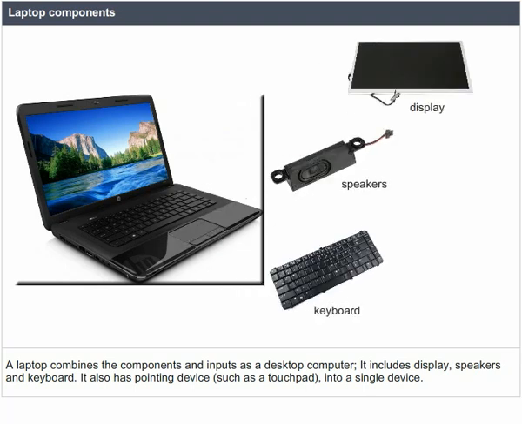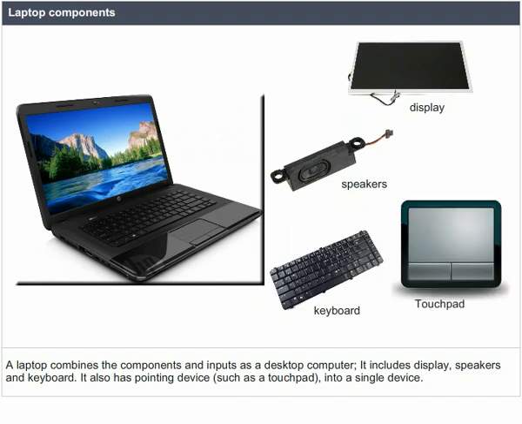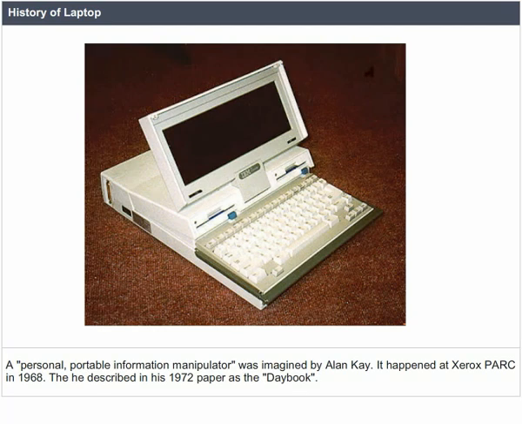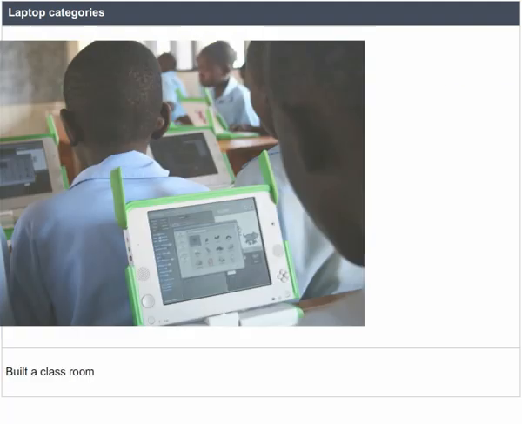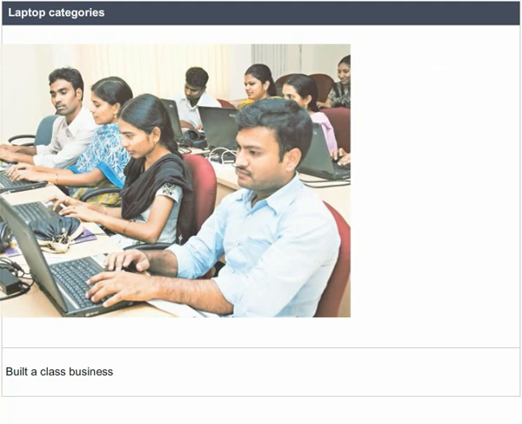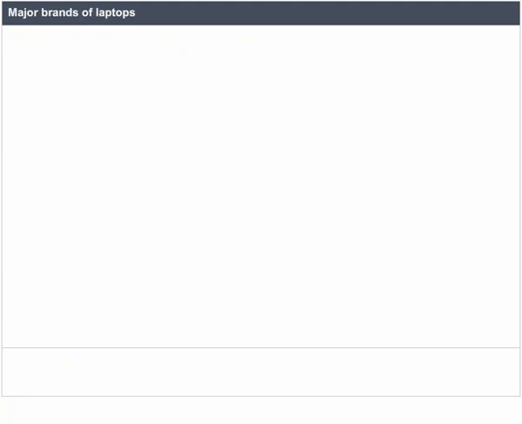History of laptop. A personal portable information manipulator was imagined by Alan Kay. It happened at Xerox PARC in 1968. Then he described it in his 1972 paper as the Dynabook. Laptop categories: 3D, built for classroom, gaming, built for business. Major brands of laptops: Acer, Dell, Lenovo, etc.